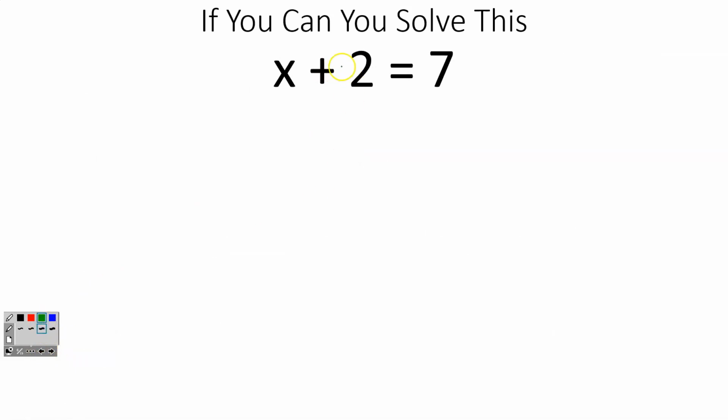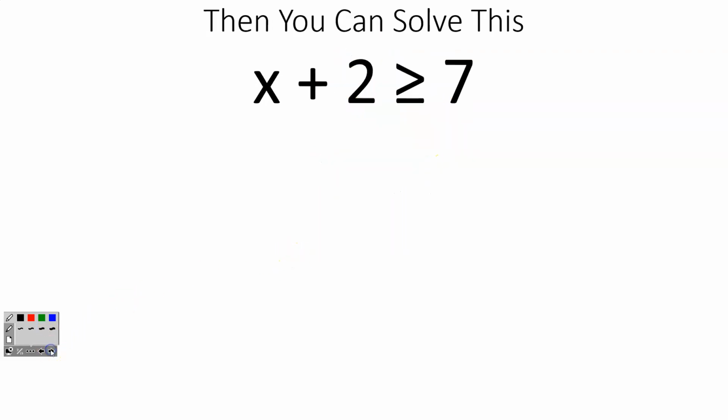Now, if you're able to solve this type of problem, where you draw the fence and what you do to one side, you do to the other, and you list your answer as x equals 5, if you can do that type of problem, then you'll be able to do this type of problem too, because the process is pretty much the same. We still draw our fence.